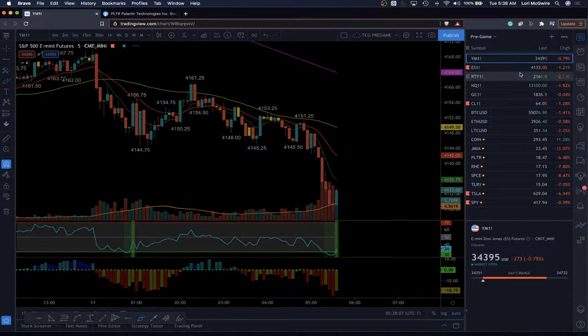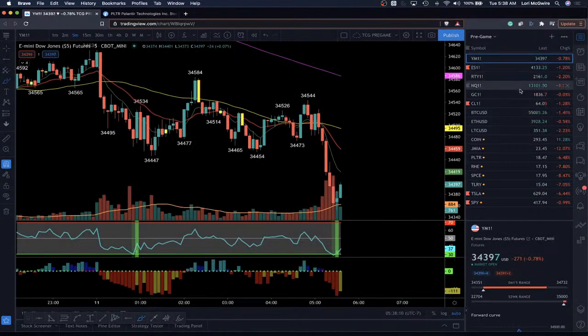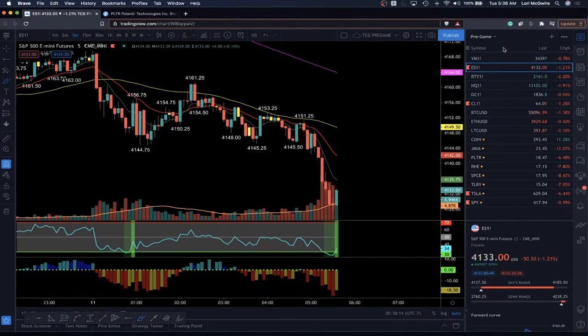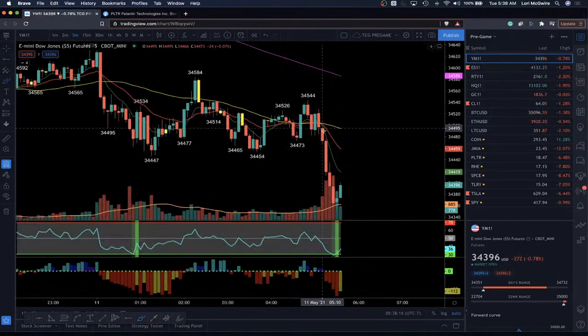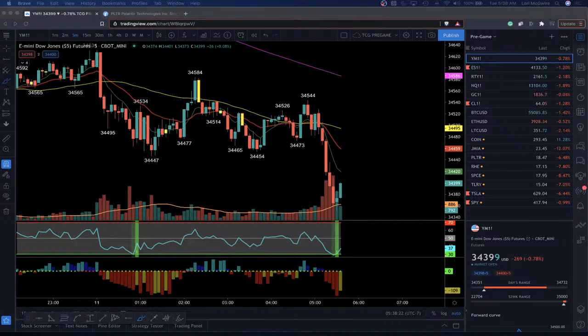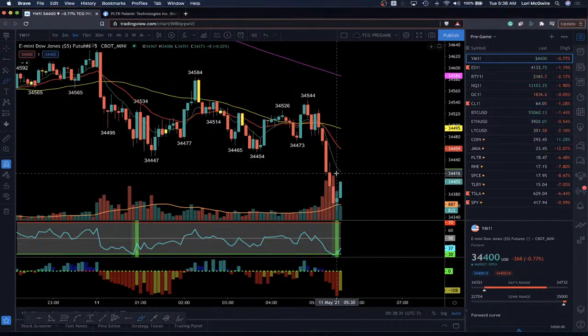So strongest is Dow, then ES, then NASDAQ, and then RTY is absolutely getting hammered. So with YM, your resistance is up at 34495, 34544. I'm just making sure I don't have anything. Everything's working. Okay. Your support is down at 34386.